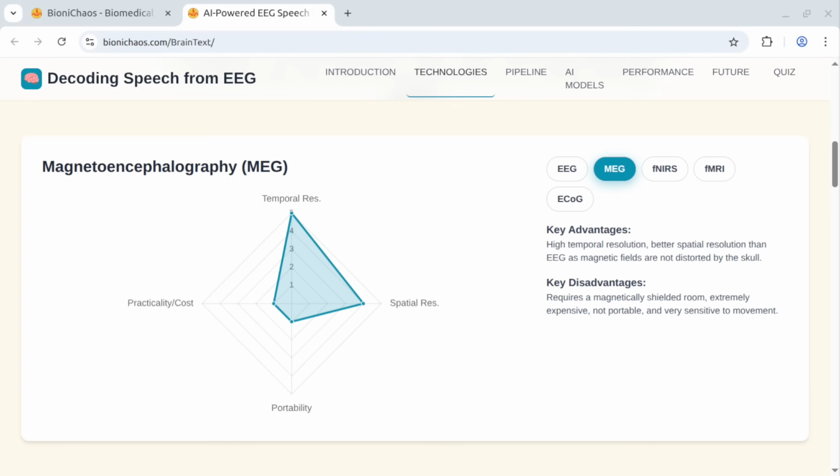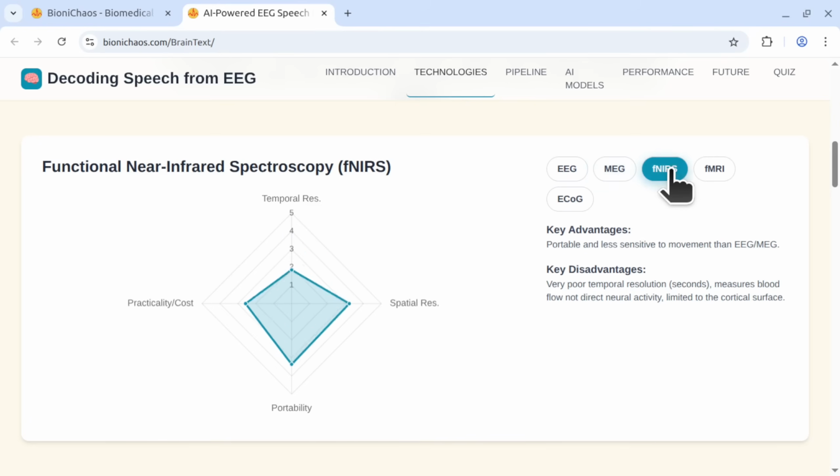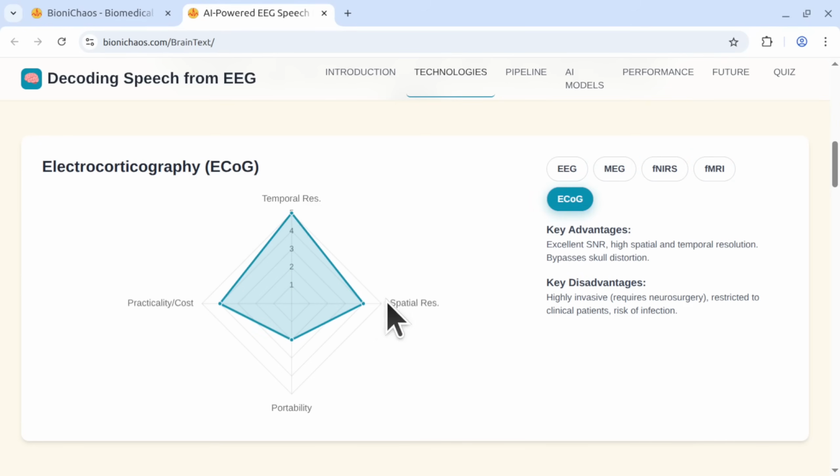Can you review what's on the screen real quick? I'll just flip through the different modalities. So we have EEG, MEG, fNIRS, fMRI, ECoG. Can you tell me what's going on briefly? The user is looking at a web page about decoding speech from EEG. They are clicking through different brain imaging modalities and asking for a review of what is on the screen.